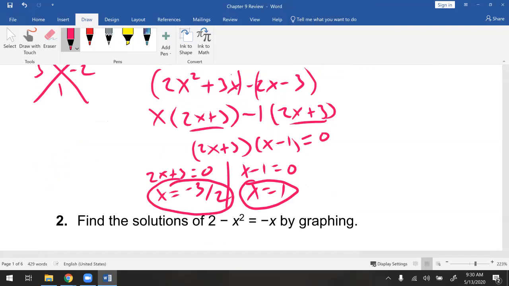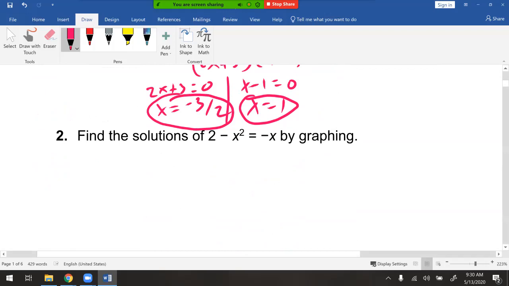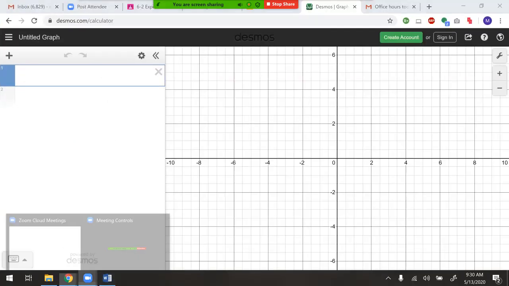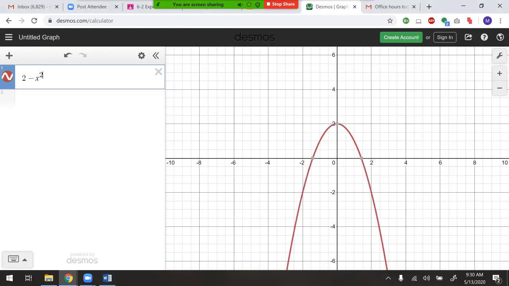Number 2 cannot be any more straightforward. All you're doing for number 2 is graphing this, and in fact, you can use good old Desmos to graph it. All right, so let's graph it the way it looks. So here we go: 2 minus x squared equals negative x.